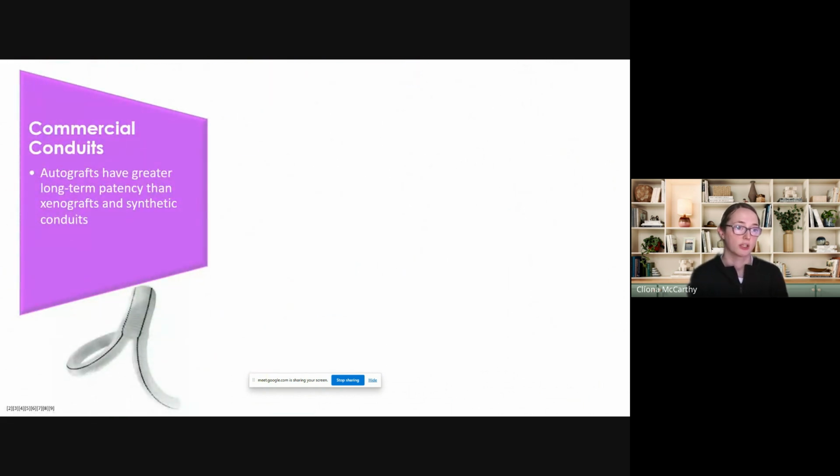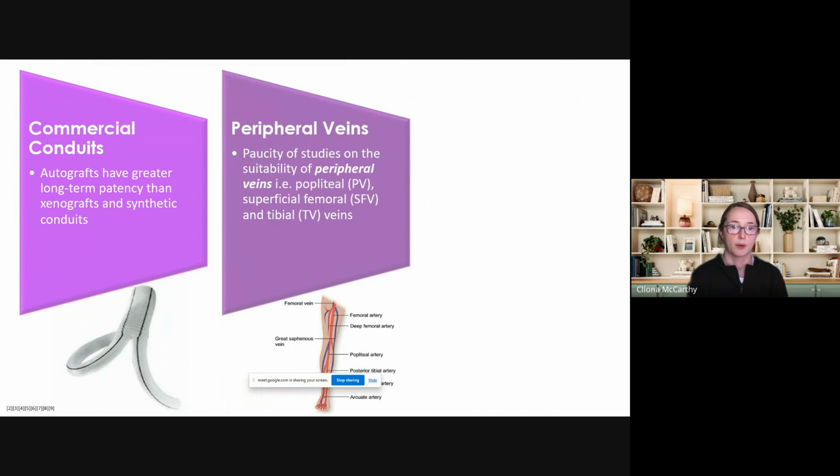We know that commercial conduits are available, but autografts still have better long-term patency when compared to commercial conduits such as xenografts or synthetic conduits. For peripheral veins, there is a paucity of studies on peripheral vein suitability, for example the popliteal vein, the superficial femoral vein, and the tibial vein.